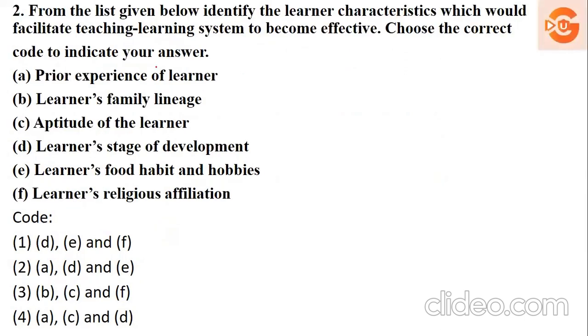Let's go to question number 2 now. Question number 2 talks about: from the list given below, identify the learner's characteristics which would facilitate the teaching learning system to become effective. So you have to pick out learner's characteristics. If we go with prior experience, yes, this is there, this is really helpful. Learner's family lineage, definitely not. Family is not related to learner characteristics, so this will not be it. Then the next one we have is aptitude of learner. Yes, their aptitude, how their capability is, that is also important.